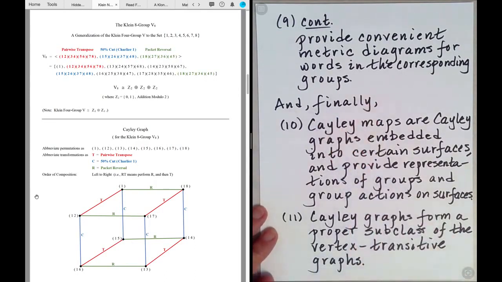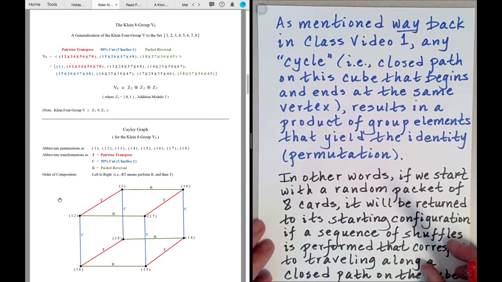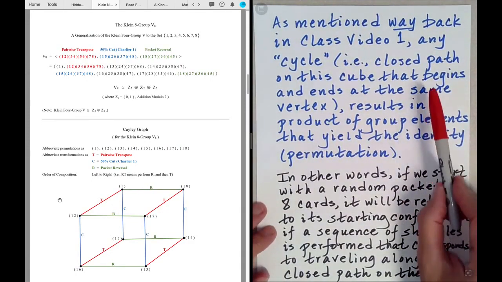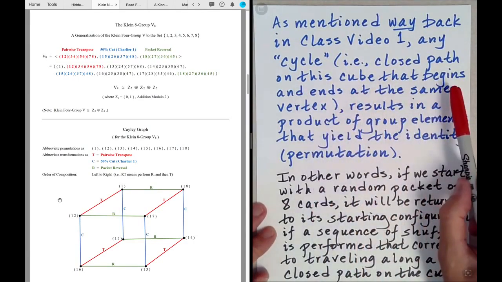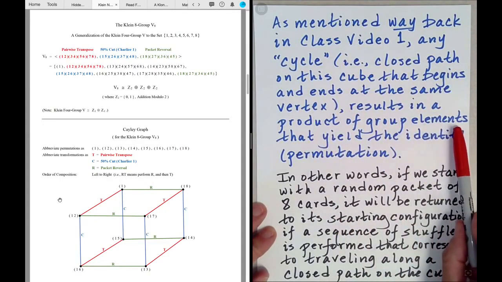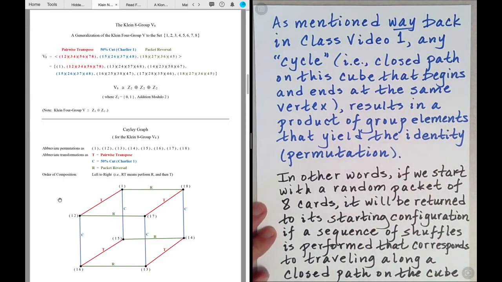And finally, Cayley maps are Cayley graphs embedded into certain surfaces and provide representations of groups and group actions on surfaces. Cayley graphs form a proper subclass of the vertex transitive graphs. As mentioned way back in class video 1, any cycle, that is, closed path on this cube that begins and ends at the same vertex results in a product of group elements that yield the identity permutation.